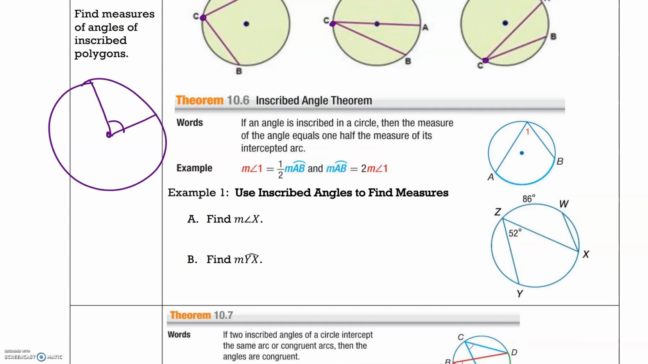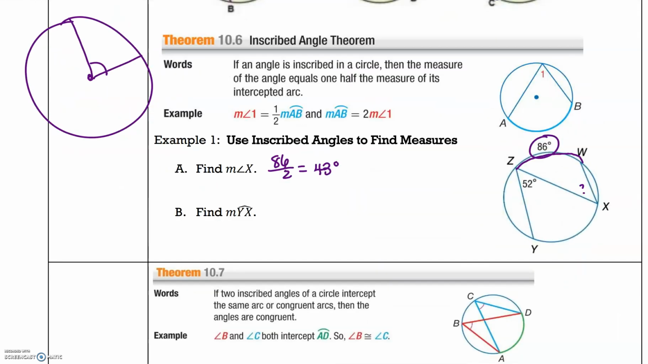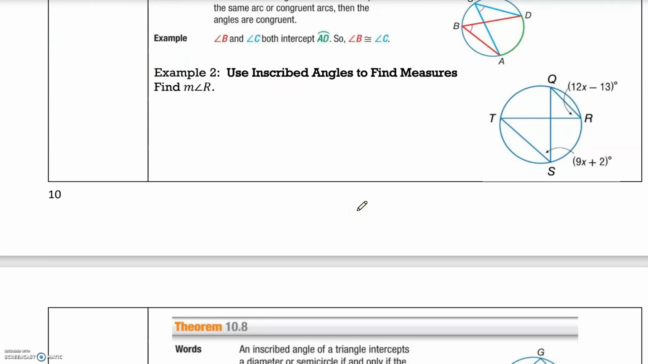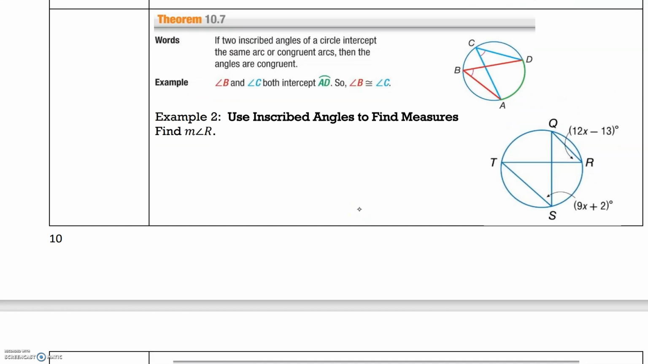So for example here, we want to find this angle X. So we look for the arc, and it's 86, so we're going to take 86, cut it in half, and I know that my angle here is 43 degrees. If I want to figure out what my arc is, and I know the angle inscribed opposite it, then I'm going to double 52 times 2, and I get 104 degrees for this arc. So when it's on the circle, then it's that double or half. When it's at the center of the circle, then it is going to be the same.